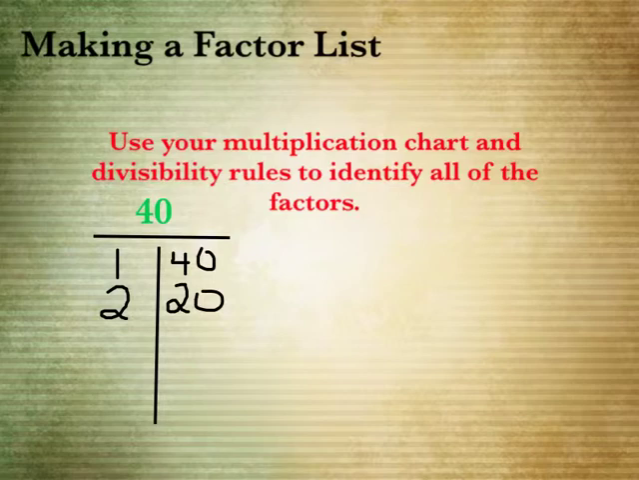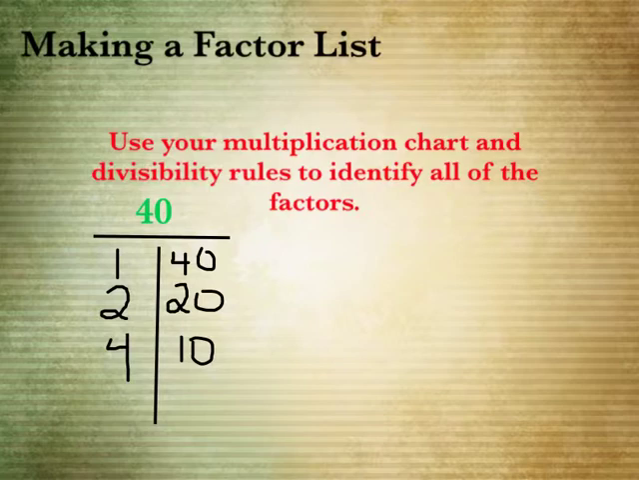Next, I look at the number 4, and I know that my rule for dividing by 4 is, if I can divide the number by 2 twice, it's divisible by 4. Well, 40 divided by 2 is 20, and I can divide by 2 again, so it is divisible by 4. 20 divided by 2 is 10, so 4 times 10 is 40.